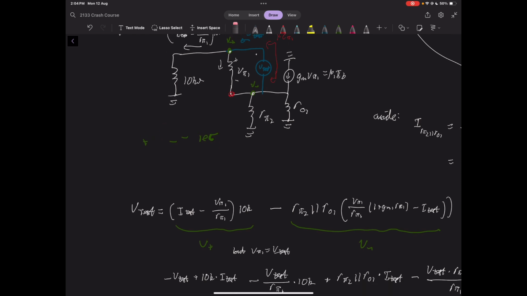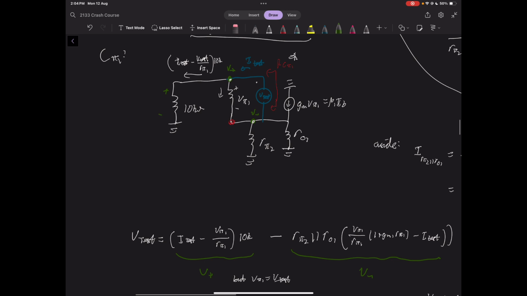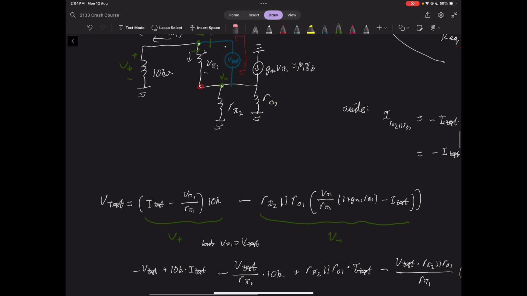So to find the voltage at V plus, which I've labeled here, hopefully we know that V plus is the voltage drop across this resistor, and this is just Ohm's law. We use the fact that the current through this resistor must equal all the other currents. So obviously I test goes in here, this branch, and then this branch is negative V pi 1 on R pi 1. That is our current through that 10K resistor, just using KCL, looking at the sum of currents there.